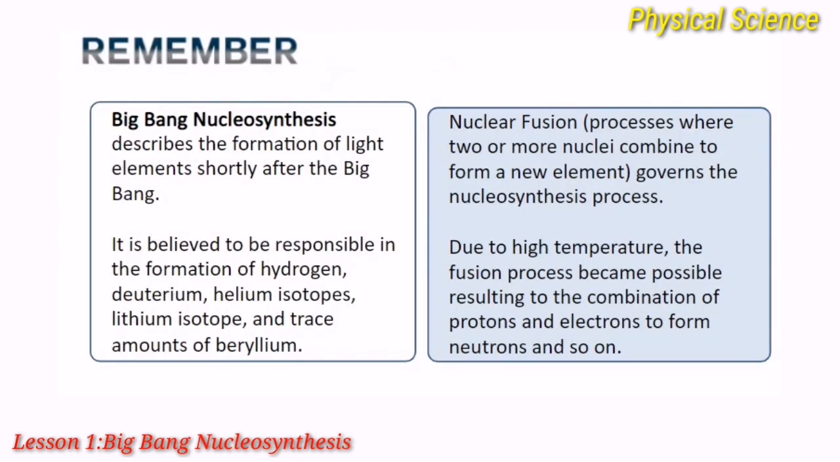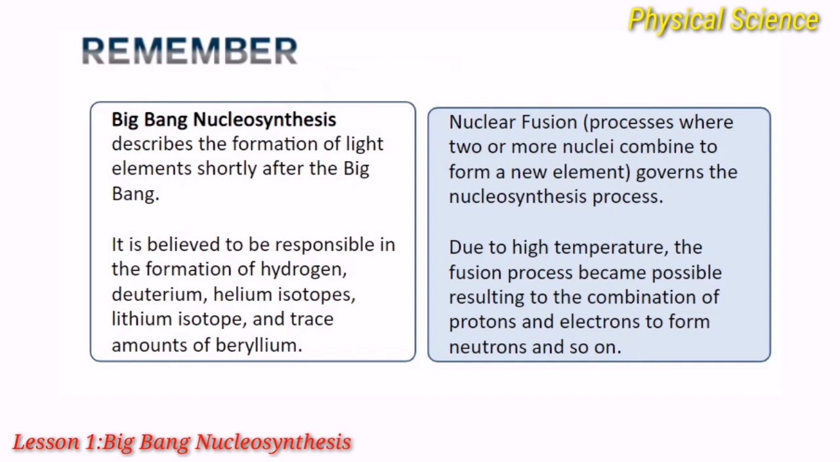Always remember that Big Bang nucleosynthesis describes the formation of light elements shortly after the Big Bang. It is believed to be responsible for the formation of hydrogen, deuterium, helium isotopes, lithium isotopes, and trace amounts of beryllium. Nuclear fusion is a process where two or more nuclei combine to form a new element.